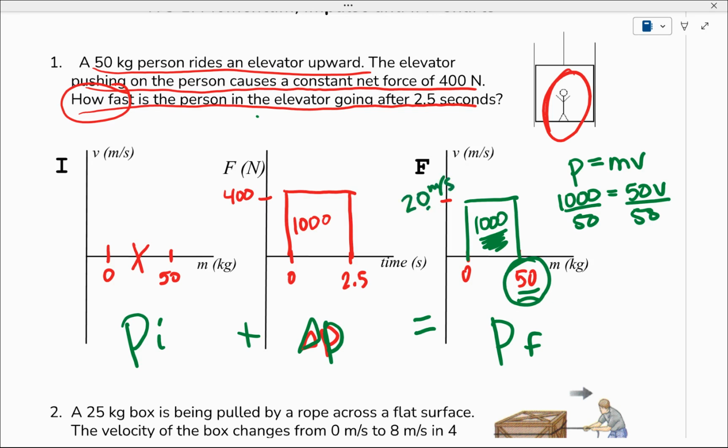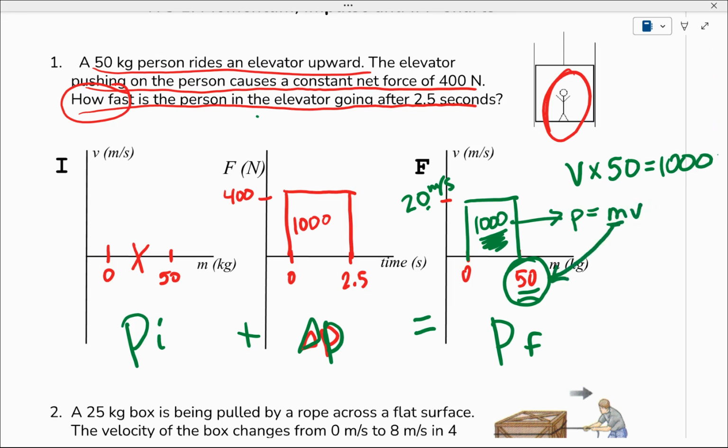But Ms. Minhares, how'd you get 20 meters per second? Again, we had to find a number. Let's make that number V, or for now the letter V, that when we multiply it by 50 is going to give us 1,000. That is because the area is equal to mass times velocity, where mass in this case is 50 for the person, and velocity is what we're trying to find. So the answer has to be 20 meters per second.